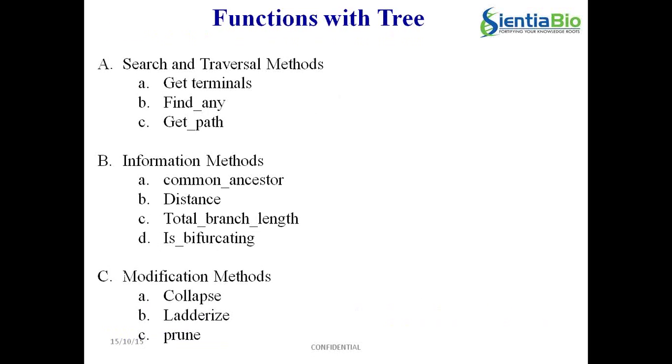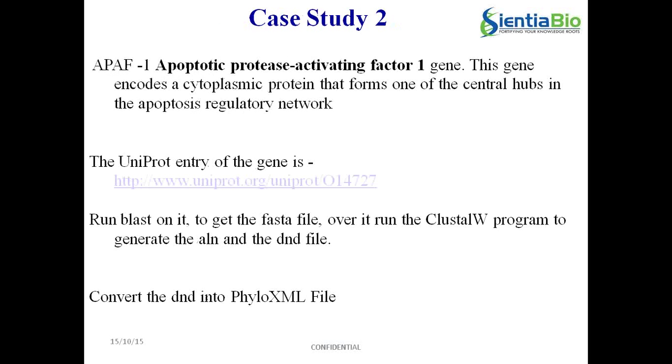Some of the generic methods we can use fall broadly into search and traversal methods, like get terminals and get path, and information methods, for example, find a common ancestor and distance calculation. There are also modification methods like collapsing a particular branch itself, pruning, or ladderizing, which basically means printing to the complete depth of the tree.